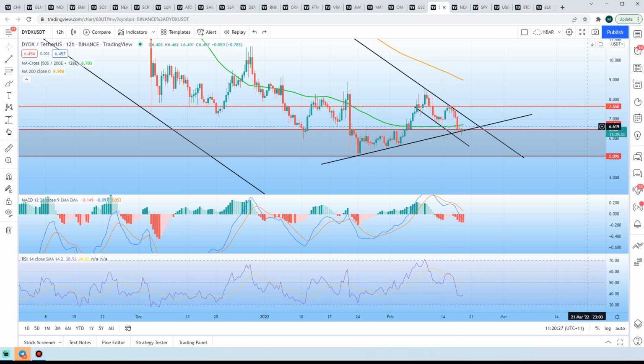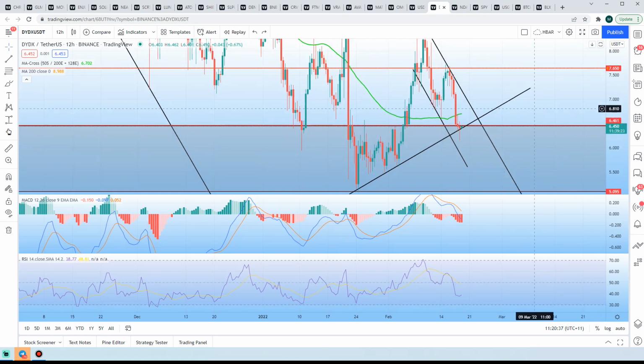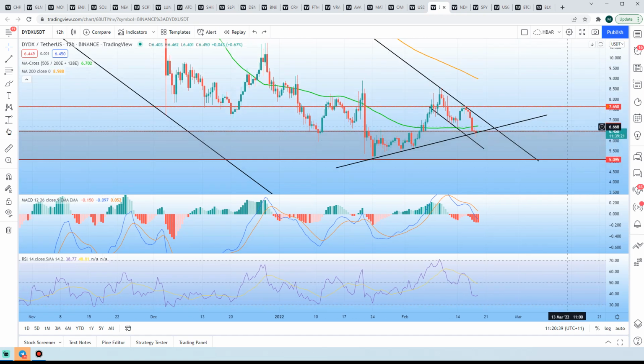On the short term, we found support on a diagonal trend line, which is a slight uptrend from the 24th of January, finding support after a wick below, bullish engulfing candle on the 1 hour to 12-hour chart, and looks like we're going to push up to retest that descending channel line.